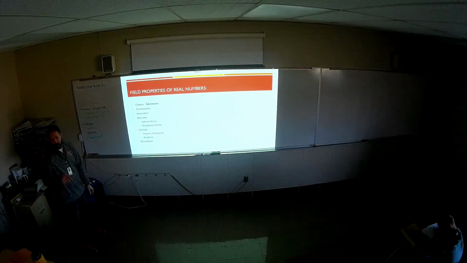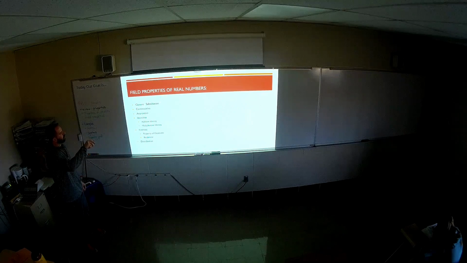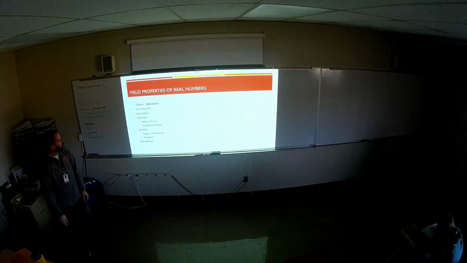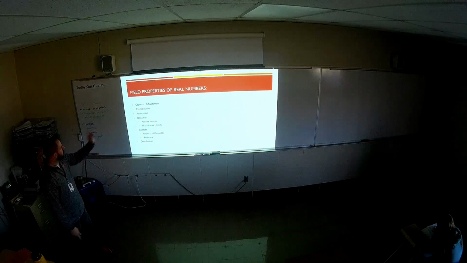The big one on that property sheet is that for this top one, the first one, which we call closure, you're allowed to cross that word out and you can put the word substitution. Okay, questions, comments, concerns on that?